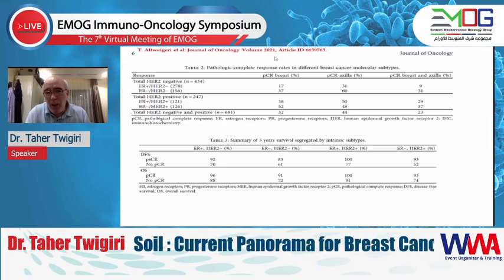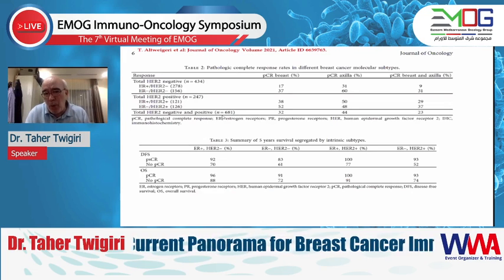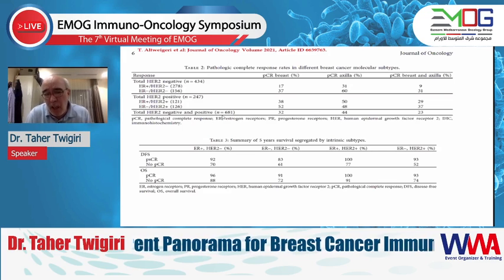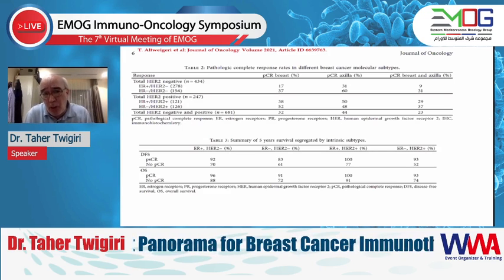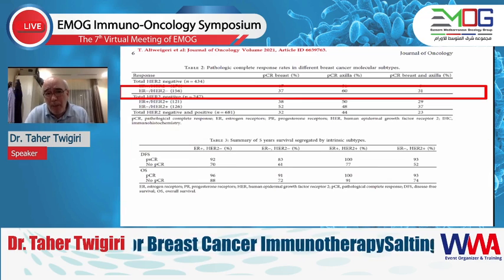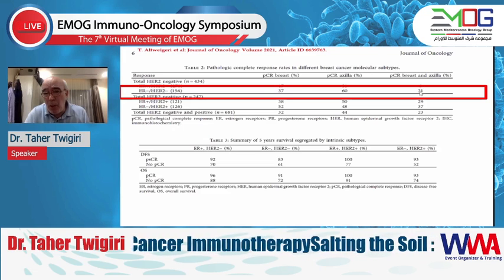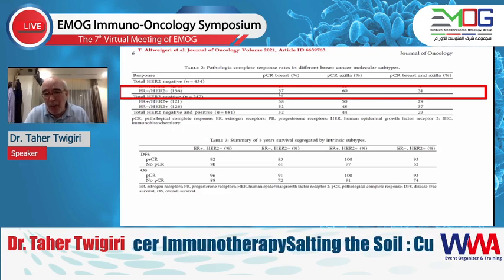Recently in February, we published 681 patients, which is the largest series of locally advanced breast cancer in the literature so far. 681 patients with a median size of 7 centimeters. We published it in February in the Journal of Oncology.